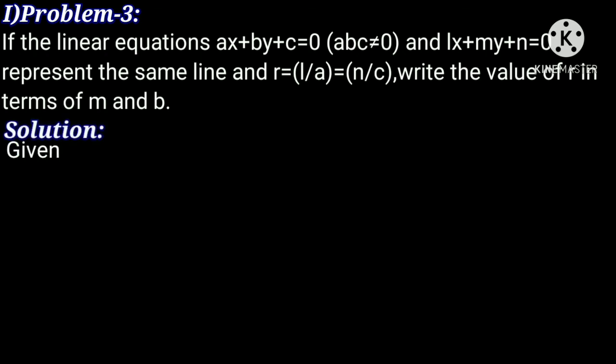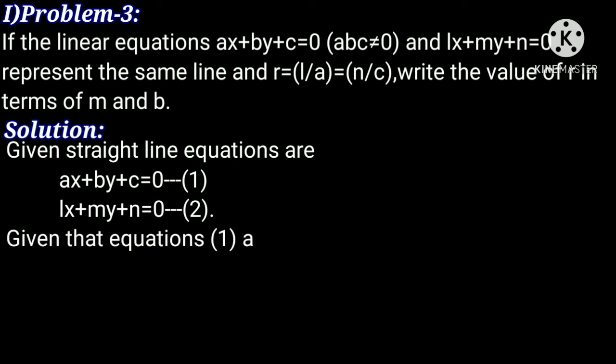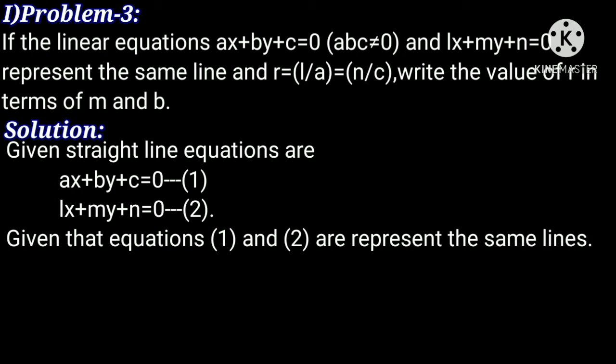Solution. Given straight line equations are ax plus by plus c equal to 0, equation number 1, and lx plus my plus n equal to 0. This is equation number 2. Given that equations 1 and 2 represent the same straight line, we know that two first degree equations 1 and 2 represent the same line if and only if the coefficient terms are in equal ratio. That is, l is to m is to n equal to a is to b is to c.